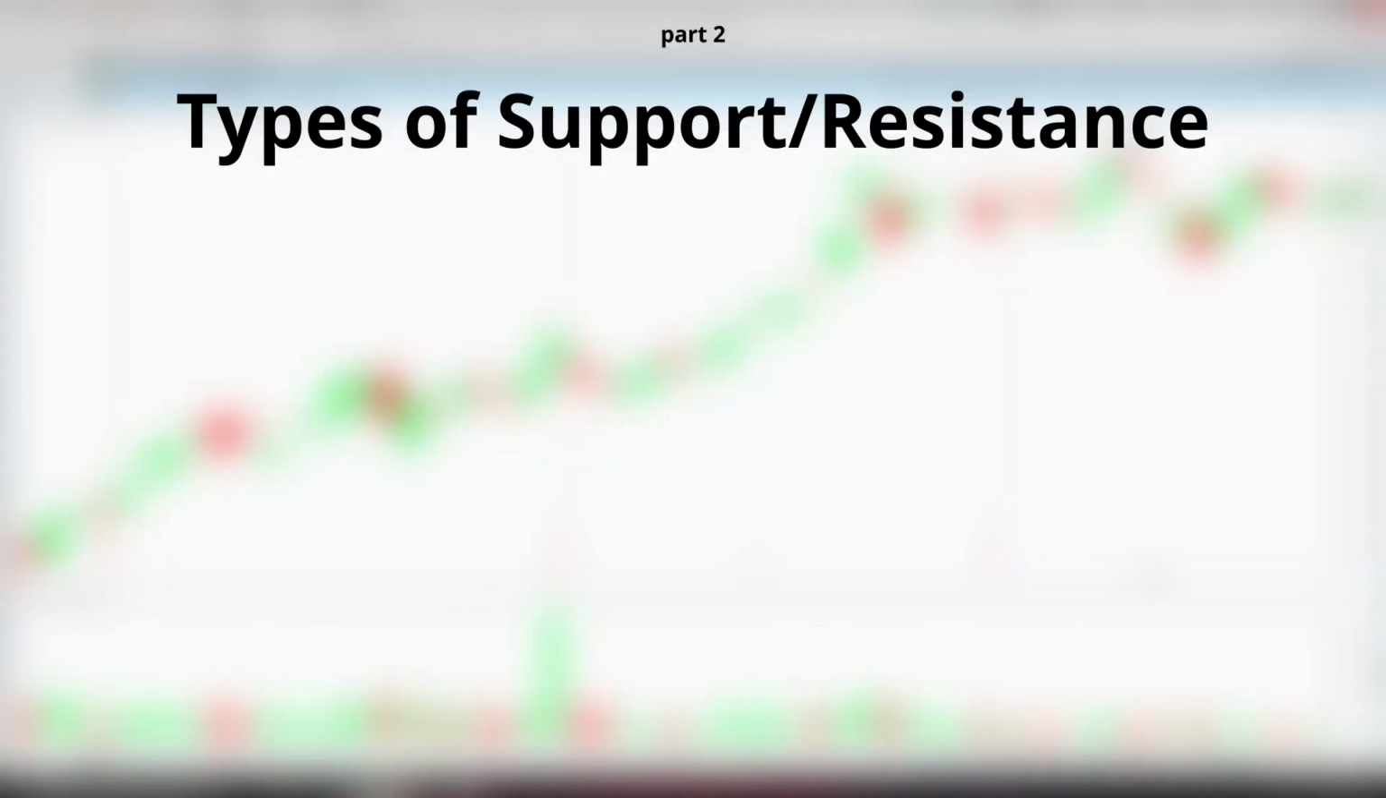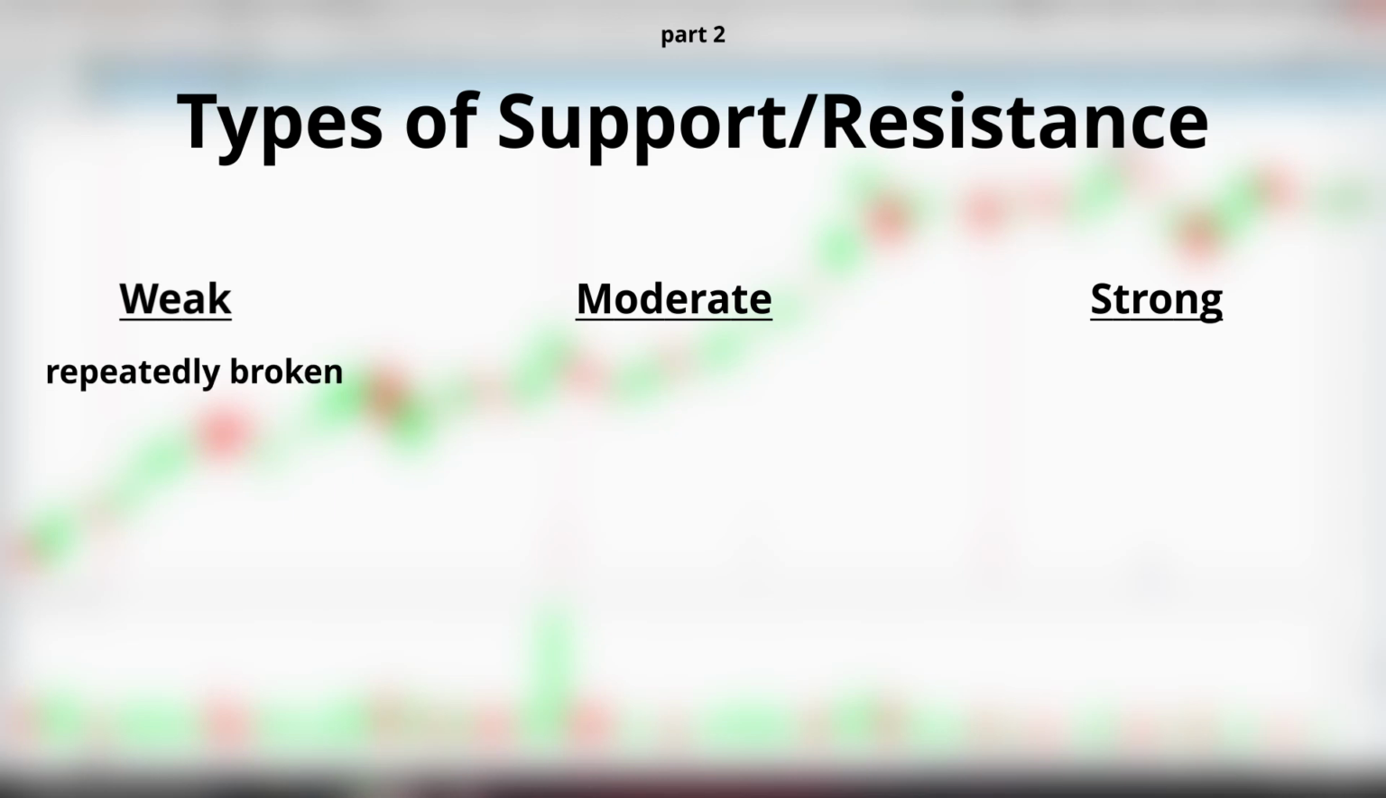Support and resistances aren't always the same. Some of them may be stronger than others. That's why I classify them into 3 categories. I call them weak, moderate, or strong. Weak support and resistance I define as one that has been repeatedly broken, or that also the closing price is able to hold over this barrier.